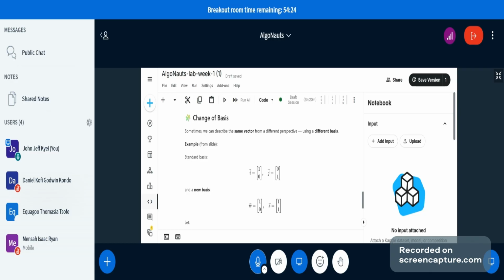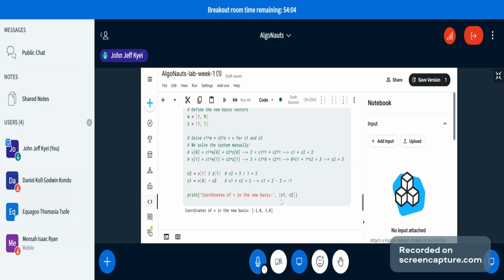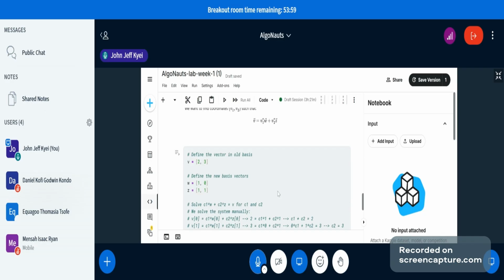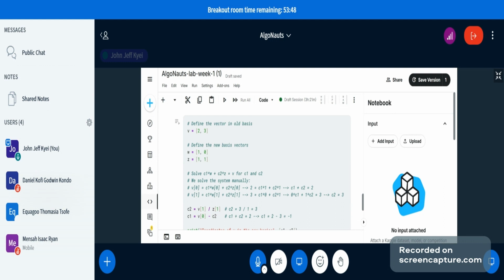So you can describe the same vector from a different perspective using different bases. And from the slide, i is (1, 0), j is (0, 1), and the new basis is this and this. Once you multiply it, you get the same coordinates but in different bases. So that's what we're doing. We define the vector in the old basis, and we define the new basis vectors over here too. Okay, and then do the math over here.